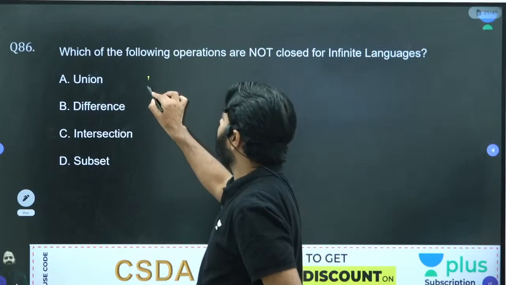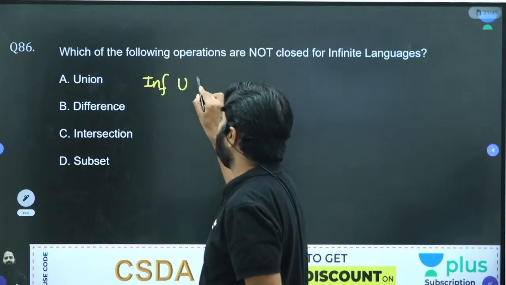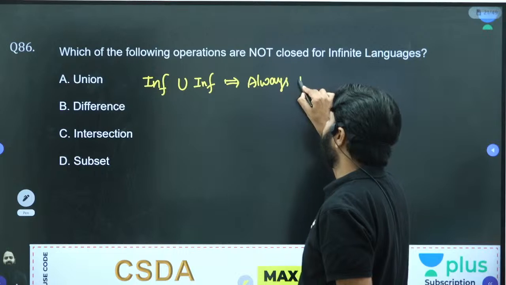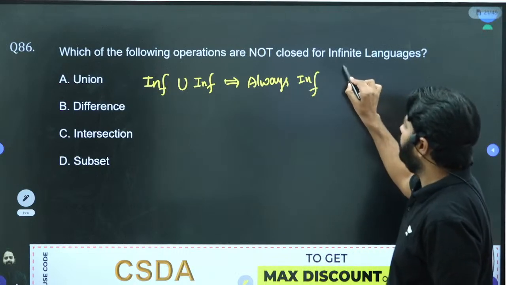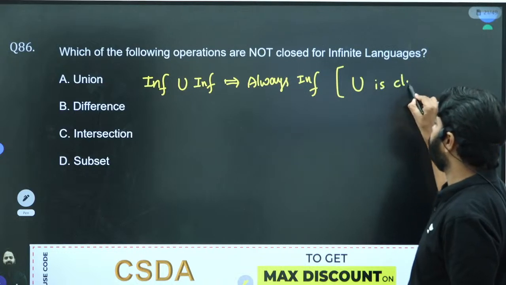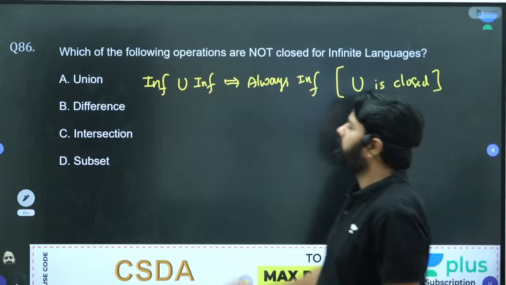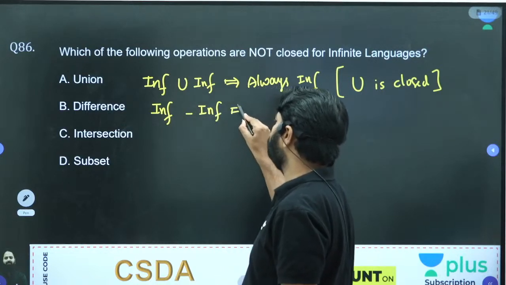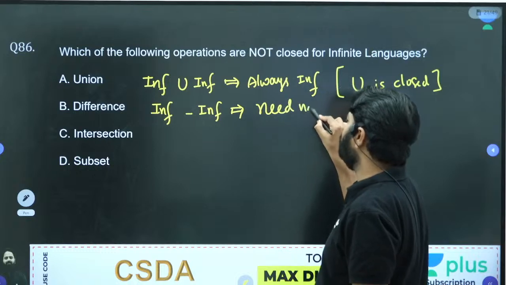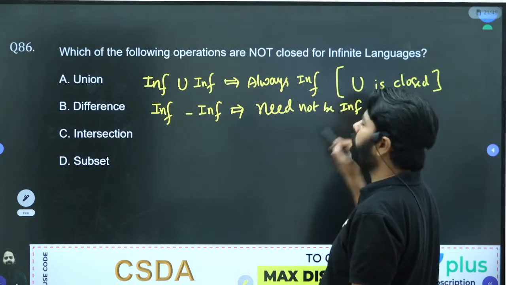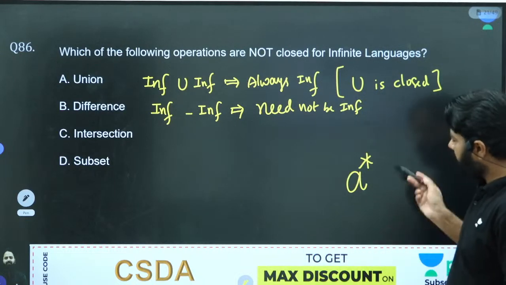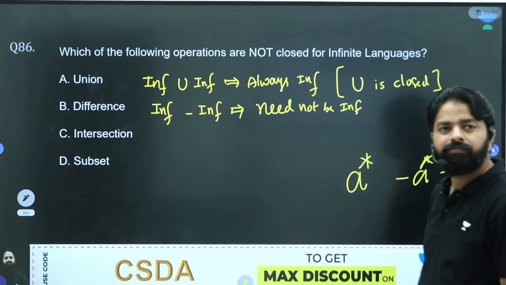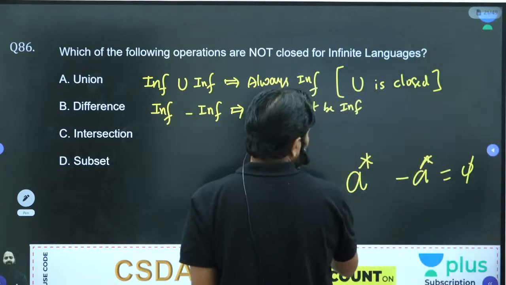Look here: infinite language union infinite language. Is it always infinite? If it is not always, then it's not closed. Always infinite means closed. So union is closed for infinite languages. Now this one, infinite language minus infinite language, will you get infinite? Need not be infinite; sometimes you get finite. Take the same language A star and delete A star only. You get phi, which is not infinite. So this operation is not closed.